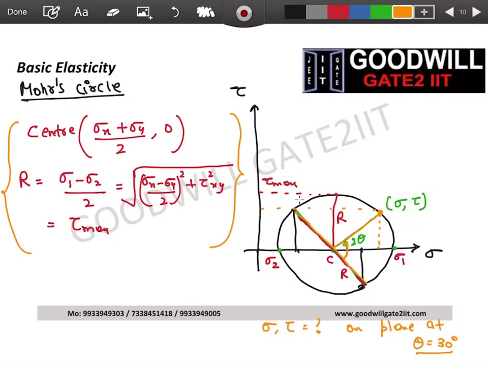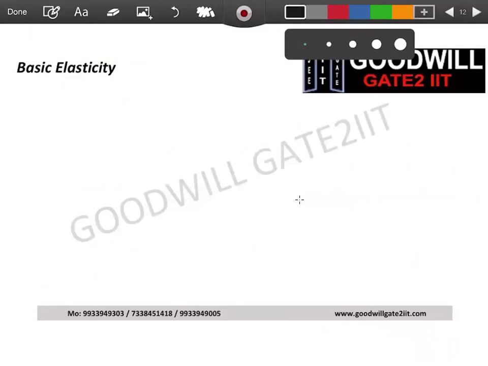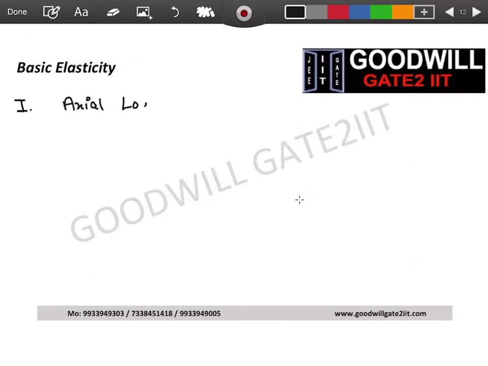Now, once this is understood, we're going to draw Mohr circle for some important cases, right? And then we will enter into some numericals, and you will tell me how to draw the Mohr circle for this. All right. So let's draw Mohr circle for axial loading. Now, what do you mean by axial loading?